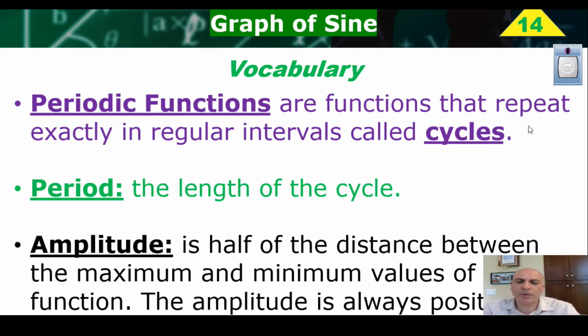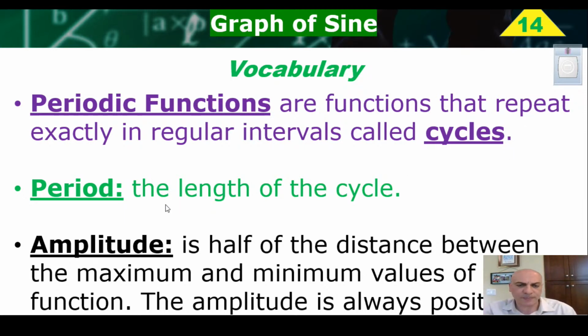Here's some vocab to get us started. What is a periodic function? A periodic function is a function that repeats exactly in regular intervals called cycles. So the kind of function that we're looking at today, which is a sine function, does repeat itself in cyclical ways. So it has a cycle. It goes from one point to the other point and then keeps repeating itself again. And these intervals are called cycles.